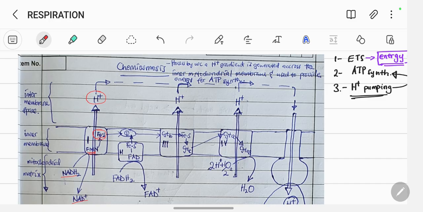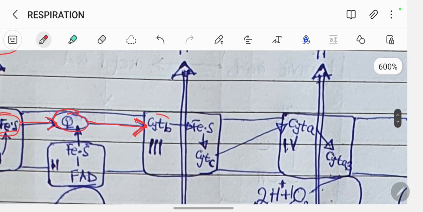So that electron is going to move to coenzyme Q. Now as it moves to coenzyme Q, it's going to proceed. Remember, it's a series of reduction and oxidation. So as coenzyme Q loses the electrons, it's going to become oxidized. Now we have our cytochrome B picking up the electrons.